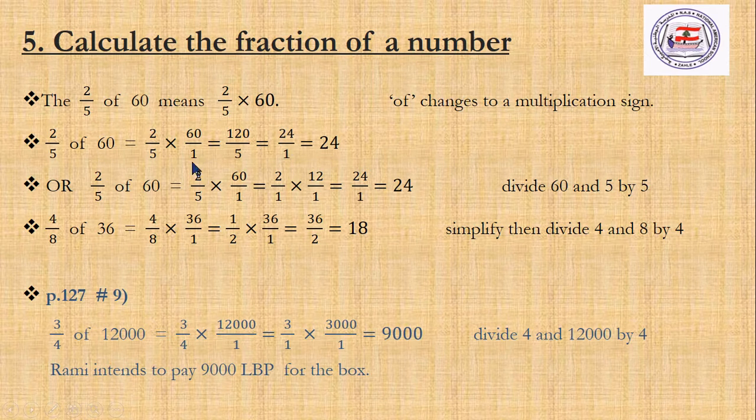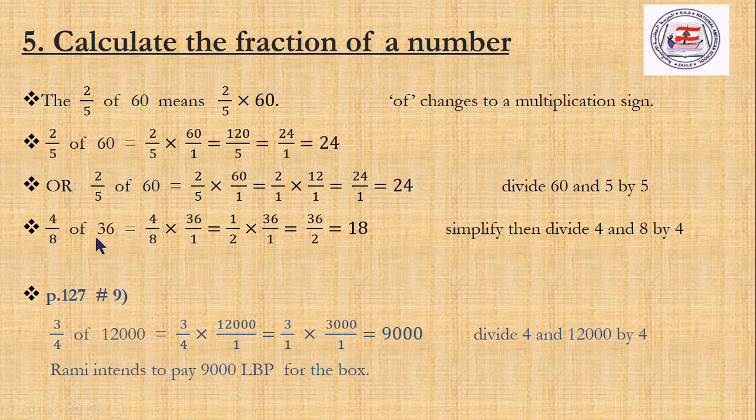We can solve this in another way. That is, we simplify before we continue. 2 over 5 of 60 is equal to 2 over 5 times 60 over 1. This is equal to 2 over 1 times 12 over 1. 60 and 5 can be divided by 5 to simplify. And then the answer will be 24 over 1. It is 24.